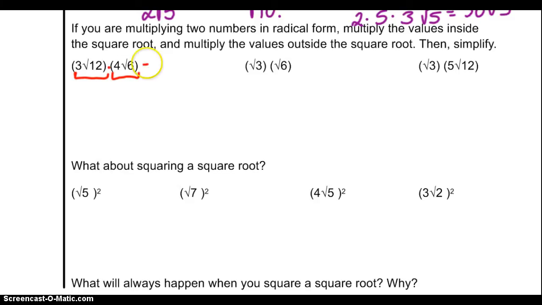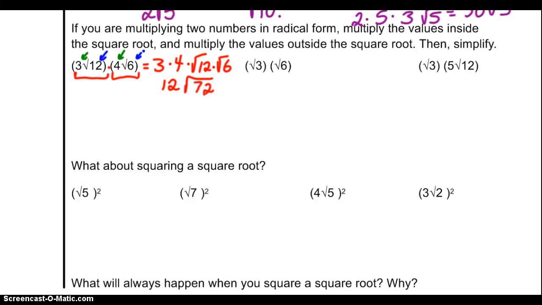So what we can actually do is move this so that all of the whole numbers, all the integers, are together, so that 3 and 4 are together. And the square roots are also together, so the square root of 12 times the square root of 6. Basically, we're just multiplying the numbers on the outside of the radical together, and the numbers on the inside of the radical together. So 3 times 4 is 12, and 12 times 6 is going to be 72. Remember, keep that inside the square root.